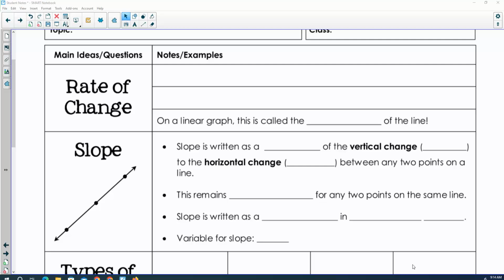Okay, so have you guys heard the word slope before? A little too much. It's drilled into your head. Maybe, maybe not. We'll see.